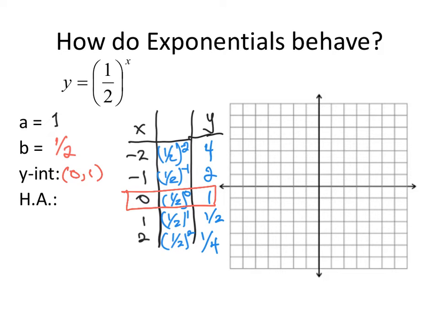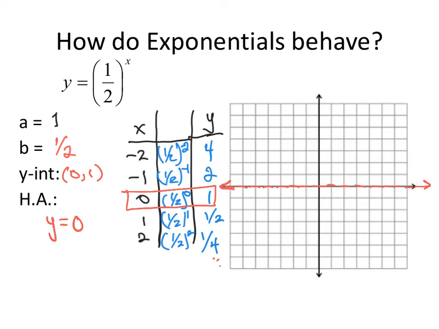Now notice we're getting smaller and smaller fractions, so we can assume again that our horizontal asymptote will approach 0, and so we have an equation y equals 0. So if we plot that on here, this is what this looks like. So here's our horizontal asymptote, so it won't cross over into negative numbers.